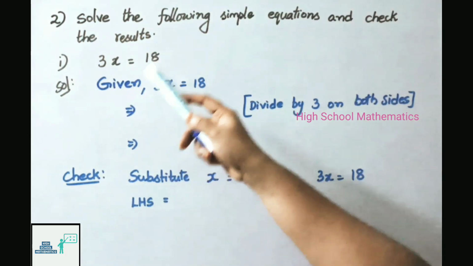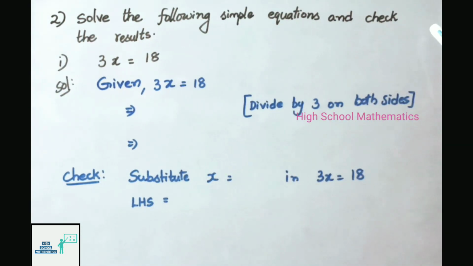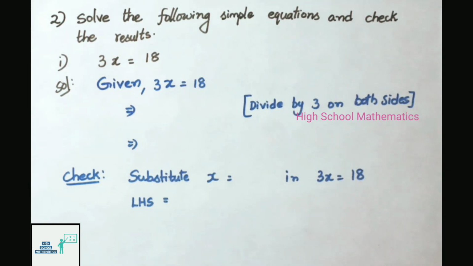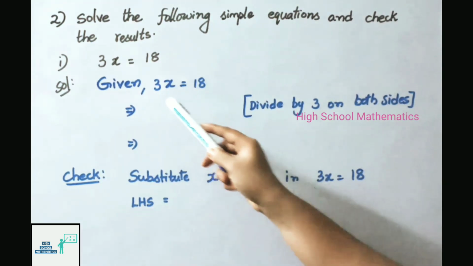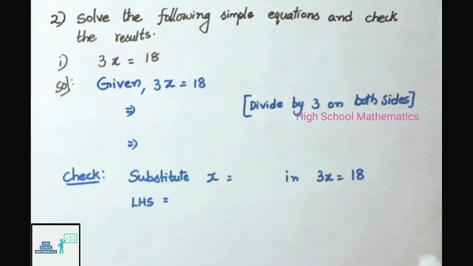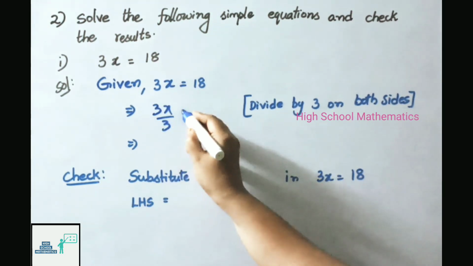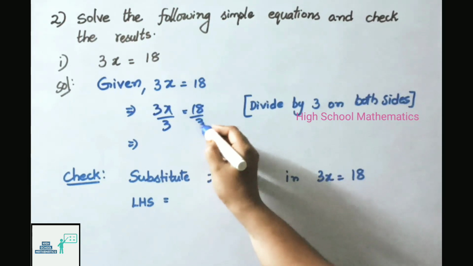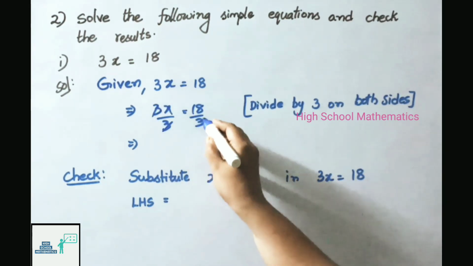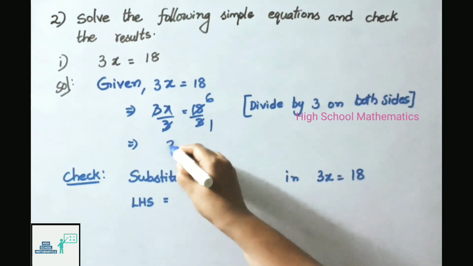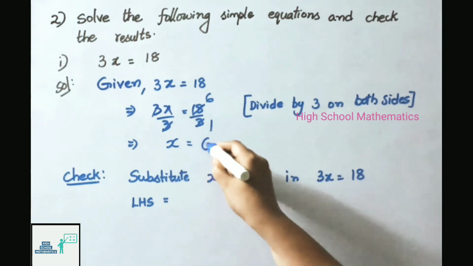See now question number 2. Solve the following simple equations and check the results. See the first sum, 3x equals 18. Let us see the solution. Given 3x equals 18. To remove this 3 we are going to divide by 3 on both sides. So write down 3x by 3 equals 18 by 3. Here 3 cancels. Here 3 ones are 3, 3 sixes are 18. Write down x equals 6.